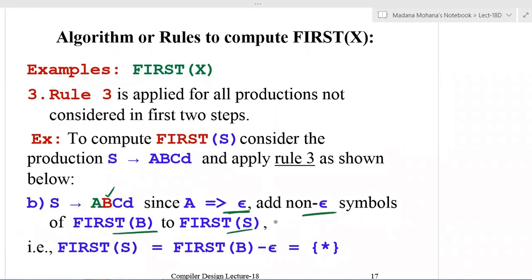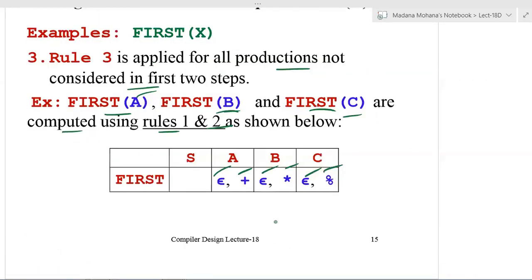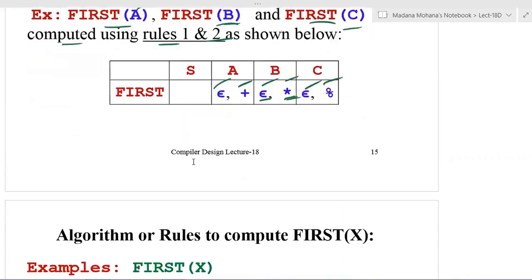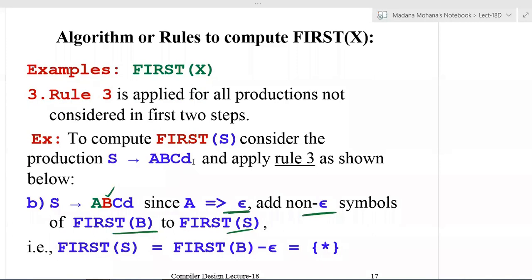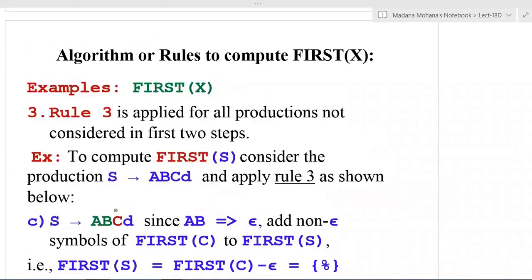Now what is first of B? In the previous table here you can see first of B equal to null comma asterisk. So other than null, you can add asterisk from first of B to first of S. Then here asterisk is added. Like that you have to repeat rule 3 for all the symbols in the right hand side. Therefore first of S equal to first of B minus null, then star is added. Now B also derives null, then you have to consider C. Why? Because after substituting A and B as null, what is your next symbol? C.